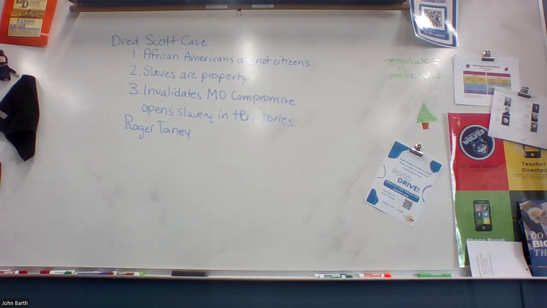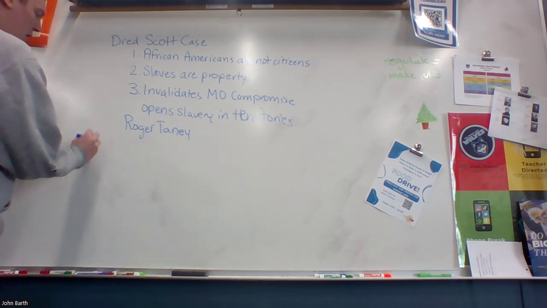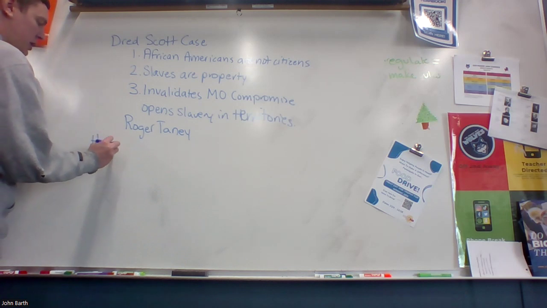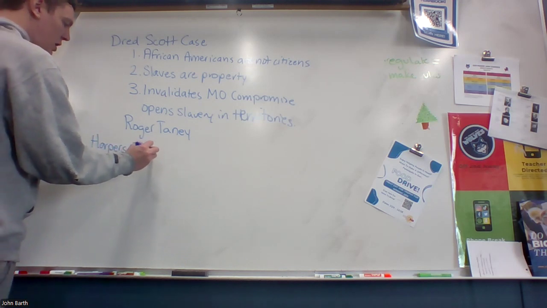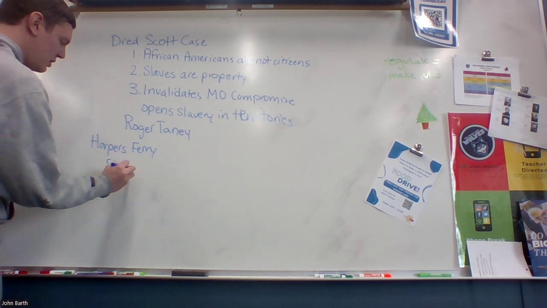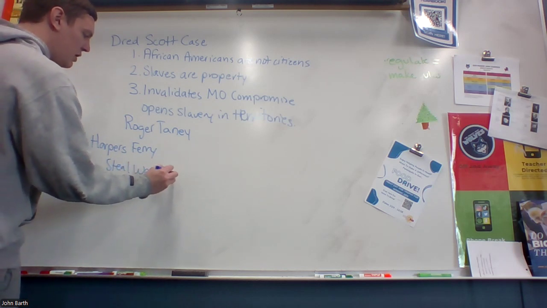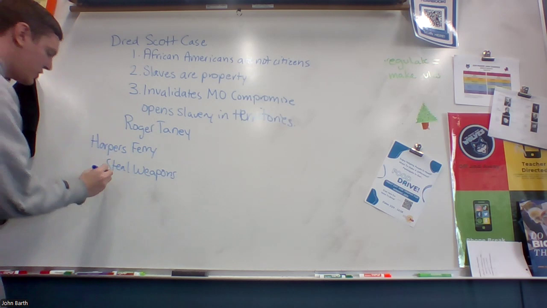Two years later, John Brown is back. And John Brown goes to Harper's Ferry. What is he trying to do? Steal weapons. To start what? Start a slave revolt.